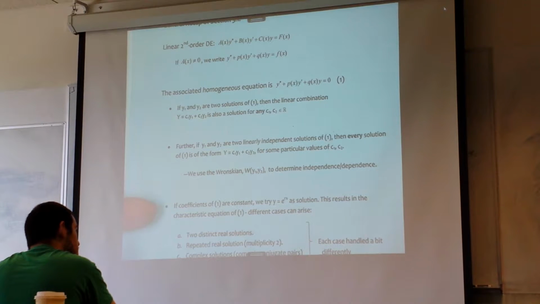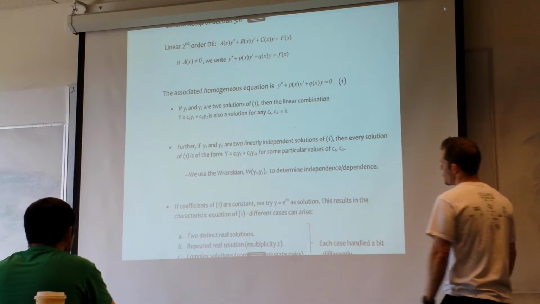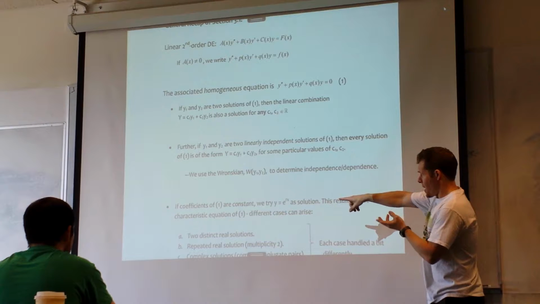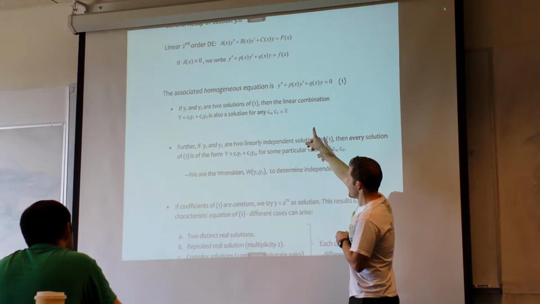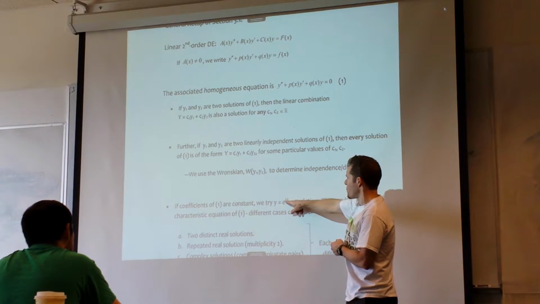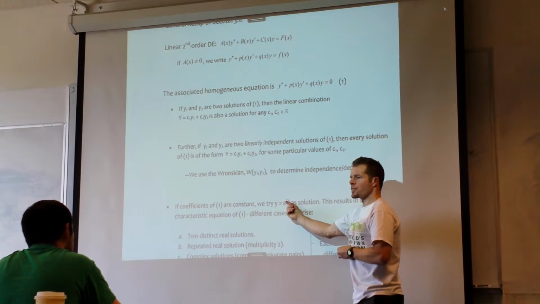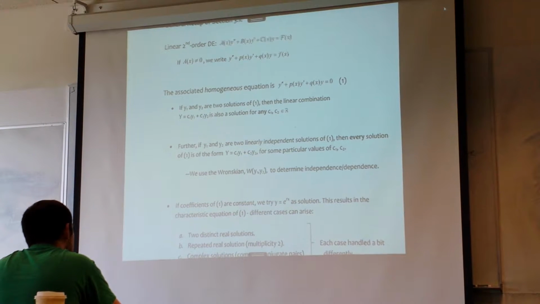Okay. This is going to be a big case. If the coefficients of this linear equation are constants, we try y equals e to the rx as a solution. Okay. And we're going to do a little bit more with that today and look at all the different cases. So it results in the characteristic equation. We talked about that when I substitute y and its derivatives into equation 1, we get a characteristic equation involving r. The solutions to that become the separate solution functions, one for each value of r you get.